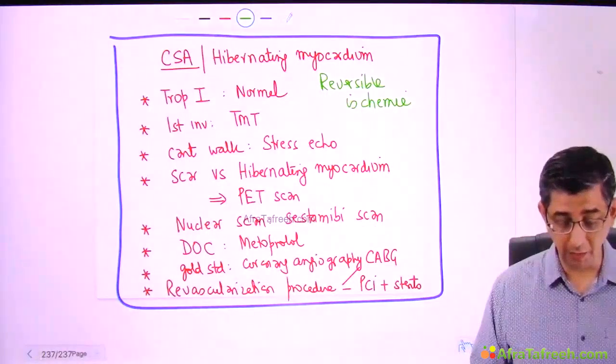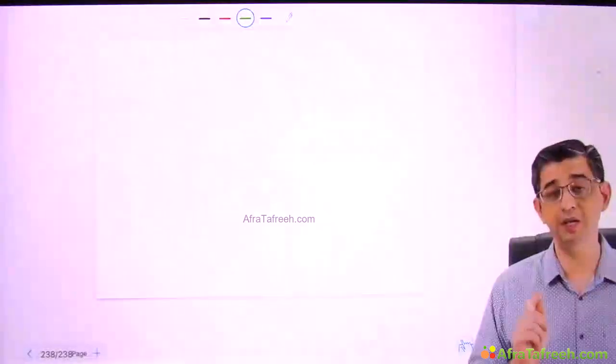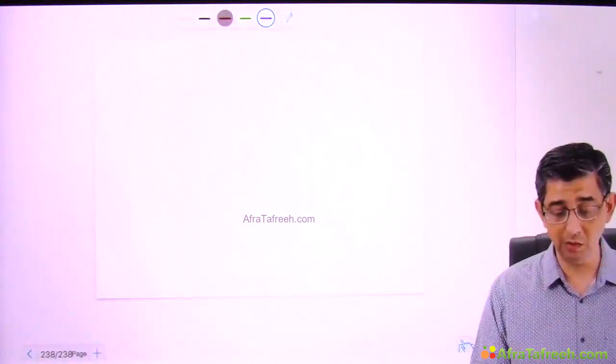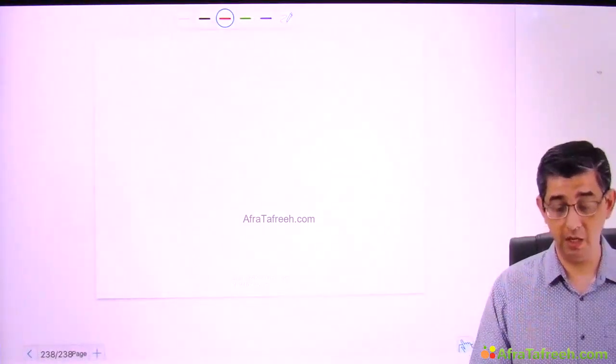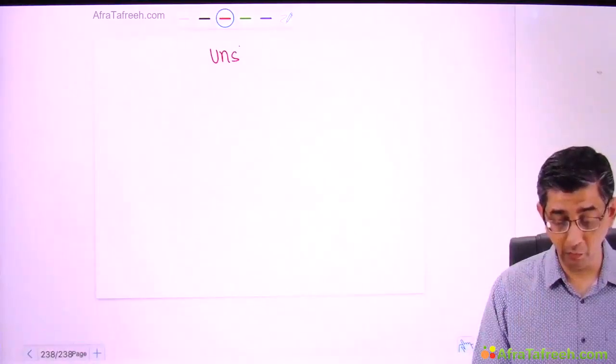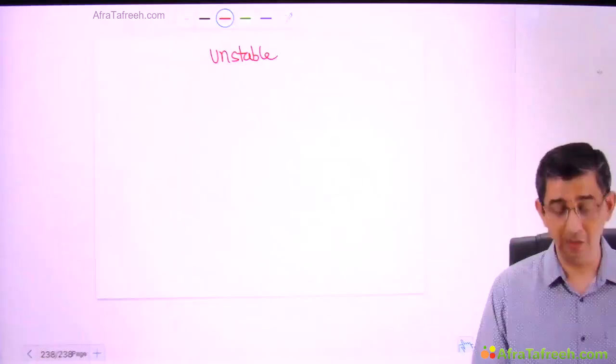And lots of times in multiple choice questions, instead of using the word unstable angina, he might even use the word accelerating angina. And don't be under the impression that both cannot occur in the same patient. There is a possibility that a person was previously having chest pain on exercise, but now the same person will start experiencing chest pain at rest also. I said a very surprising thing.